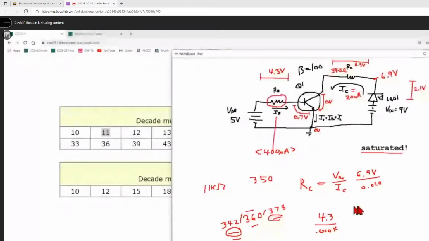We need to come down here and build the same table. This is the 11K minus the 5%. This is the 11K itself. This is the 11K plus the 5%. And we do our two calculations there, a single calculation there. If everything falls into spec, we'll have the wattage, we'll have the color codes. We can go buy our resistors.